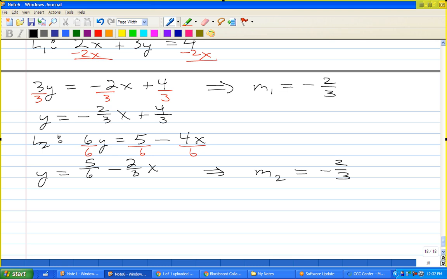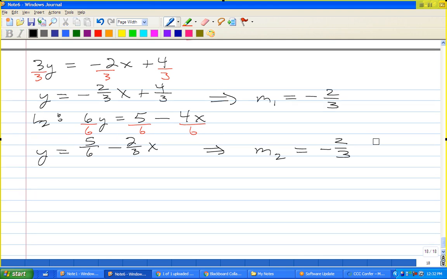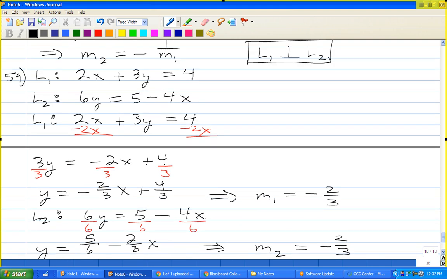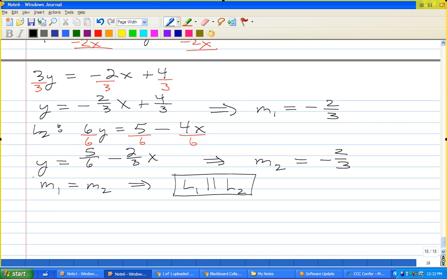And so I had that the slope for the first line, let me bring it down actually, so it's parallel to that. I had the slope of the first line was negative 2/3. Therefore, both these slopes are the same. They're both negative 2/3. So these two lines are parallel. Any questions about that? Let me do problem number 61.